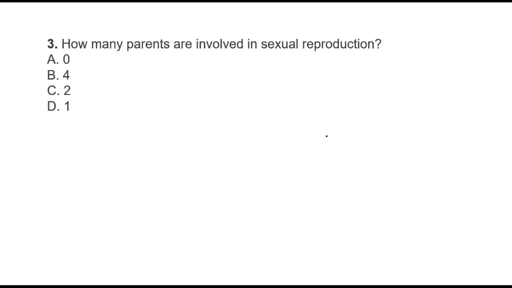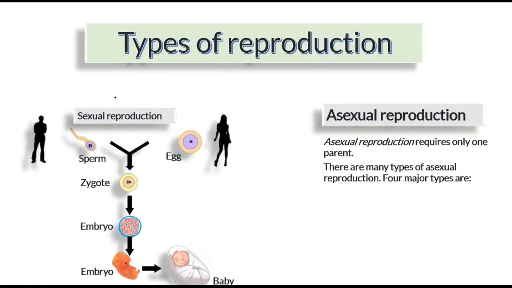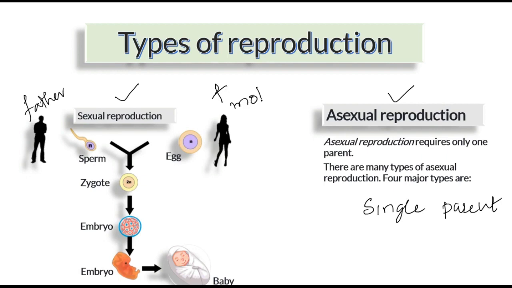Next question. How many parents are involved in sexual reproduction? Okay, is it 0 or 4 or 2 or 1? We have studied the types of reproduction in this chapter, there are two types. One is sexual reproduction and the other is asexual reproduction. In asexual reproduction, we require a single parent, right? Whereas in sexual reproduction, we require father as well as mother, right? So the mother will have an egg and the father will donate a sperm, and then the fusion of this sperm and the egg will give rise to a zygote and further towards a baby, right? So how many parents are required here? We require both, two, right?